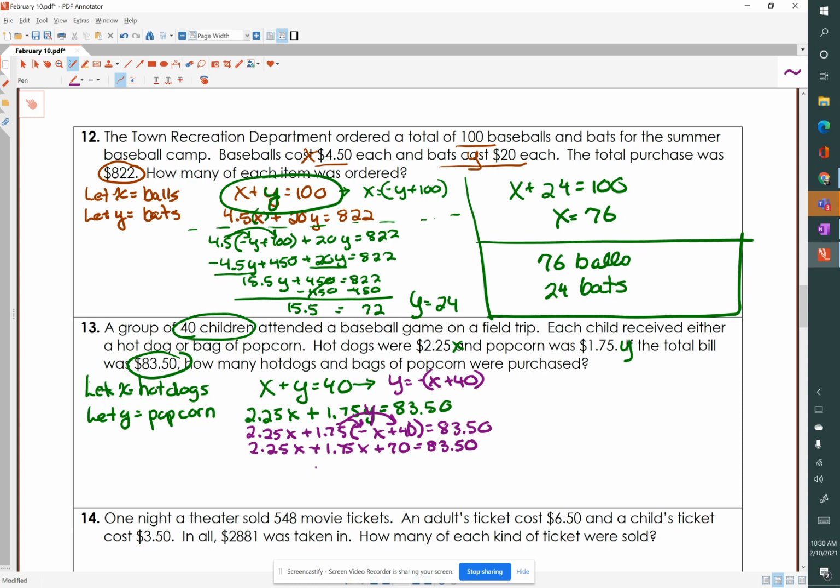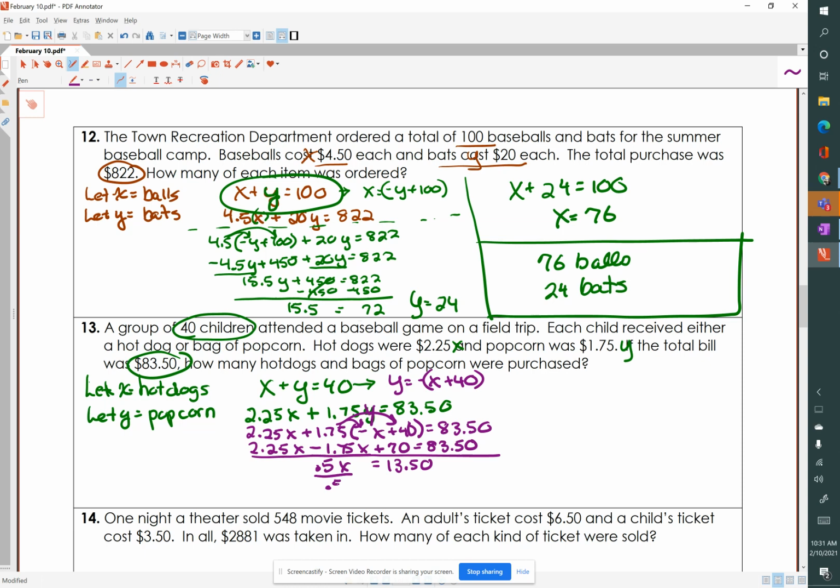And now we can combine like terms. So 2.25 minus 1.75 equals 0.5x. I'm sorry, this is a negative. Get that right. There we go. That would be 0.5x. Be very careful with that. Subtract 70 from both sides, and 0.5x equals 13.50.